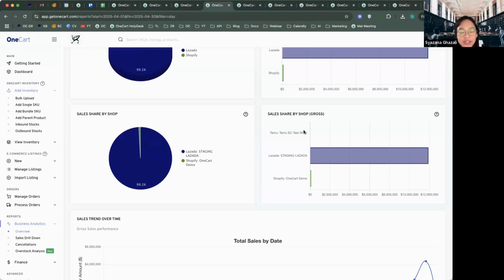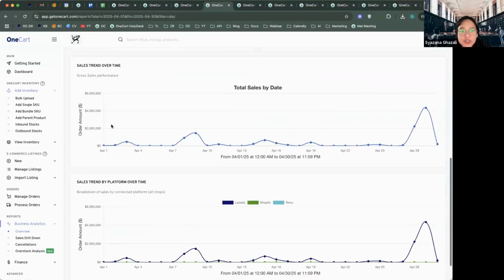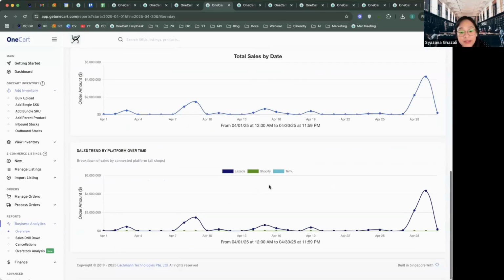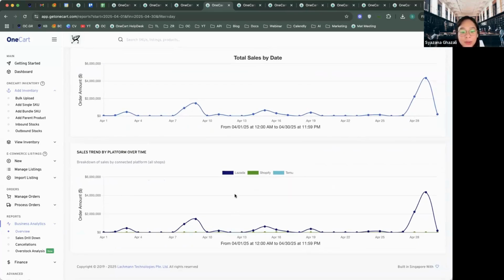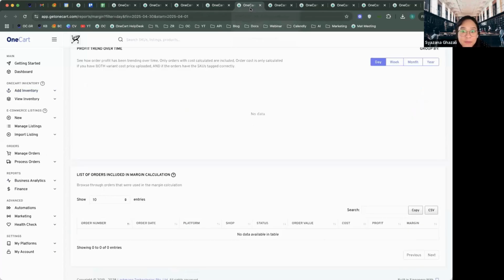For example, even if you have 3 brands across Shopee, it will all be here. You are also able to see the sales trend over time and the sales trend by platform over time. So you will see, okay, I'm doing well in Lazada, my Shopify is not really doing well, so maybe you will want to bundle more items in Shopify perhaps, and then you will see whether it's working for your audience there.